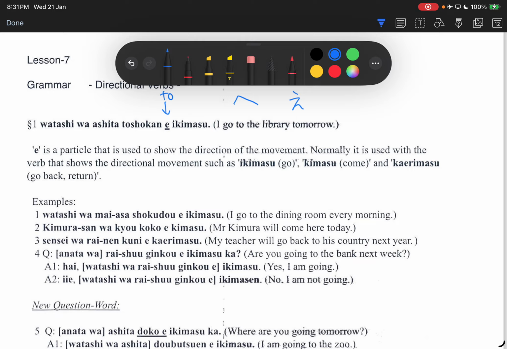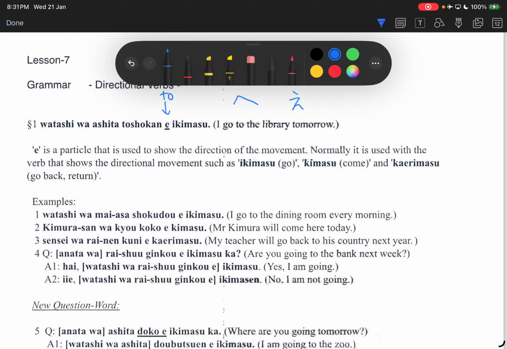So へ is just like "to". It's just a particle to tell people the direction they're headed. So I'm headed to here, koko. Number 3. Sensei wa rainen kuni e kaerimasu. So go back to his country. Go back to kuni. Kuni e kaerimasu. So to country, go back.